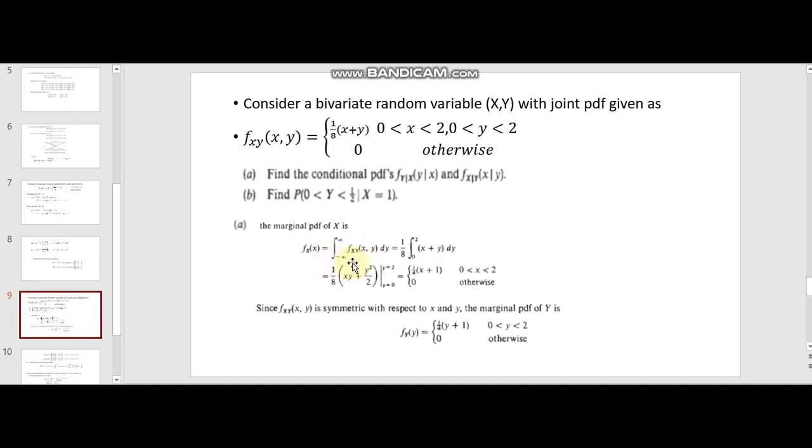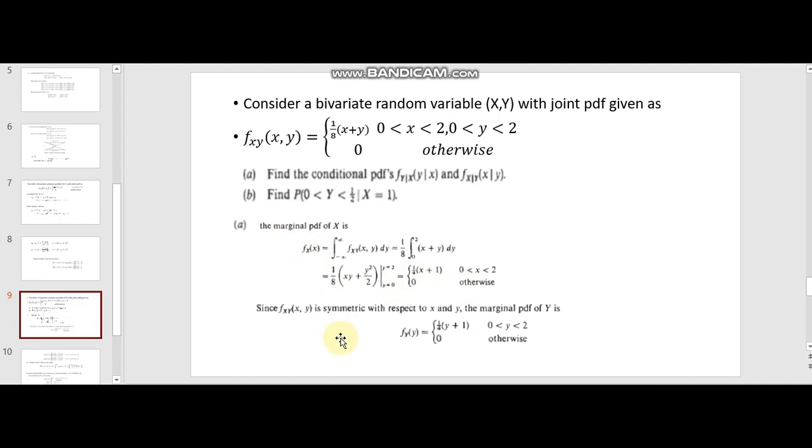So by integrating this random variable y from minus infinity to infinity, and again the given limits for y is from 0 to 2, so I will integrate it from 0 to 2. Eventually I will get the marginal pdf of x is equal to 1 over 4 into x plus 1, when x is greater than 0 and less than 2, otherwise it is equal to 0.